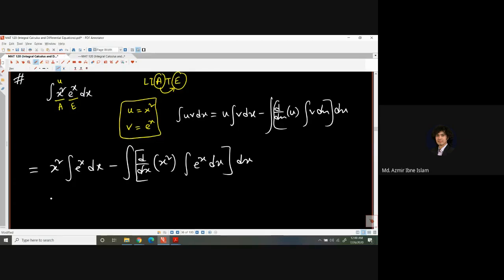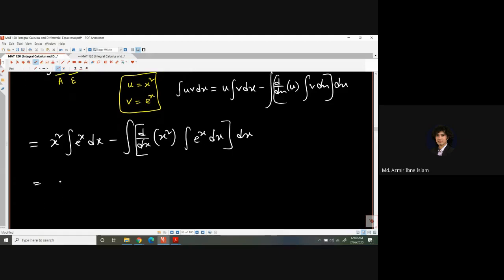You know that this will be x squared, and the integration of e to the power x dx, going with a direct formula, is e to the power x. And now we can write the differentiation of x squared in terms of x, which is actually 2x, times the integration of e to the power x, which is becoming e to the power x.